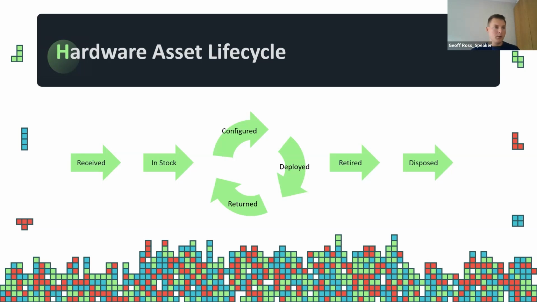And then my last example, we're going from retired to disposed. I touched on how critical that is. We're all aware of security requirements, compliance requirements, data integrity, GDPR, all those things we need to consider at that point of disposing an asset. So we need to make sure we've got a really good process to cover that off.